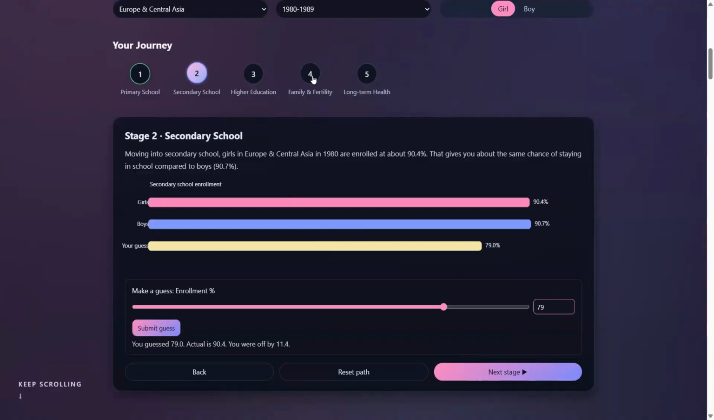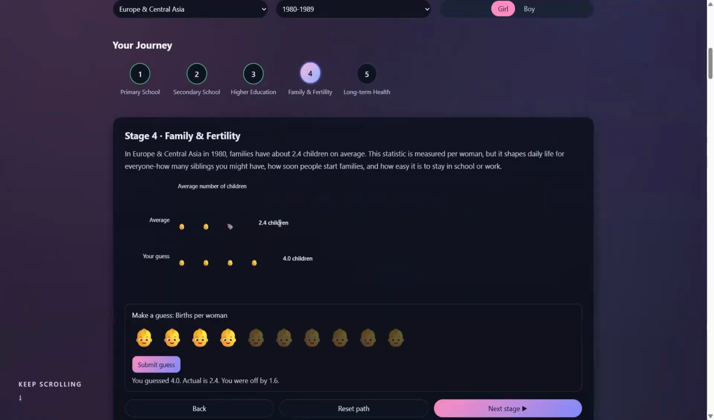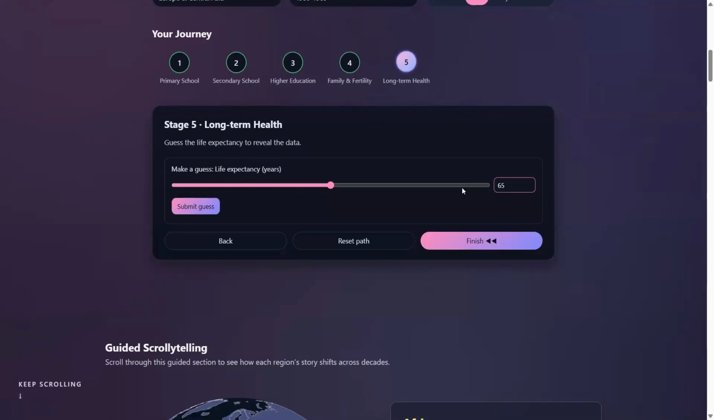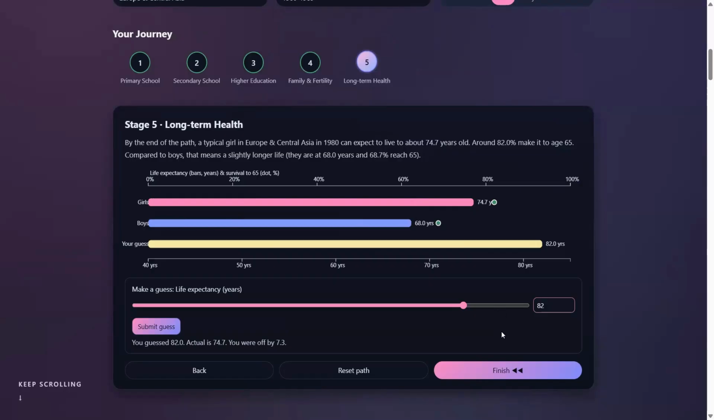They'll be prompted to do this for primary school, secondary school, higher education, and then also for family and fertility, where they'll be asked to indicate how many children they think women were having during that decade in that region. They will also be prompted to guess the average lifespan for the gender they chose for a person born in that decade and in that region. One challenging feature for this interaction was building the guessing structure for each portion.